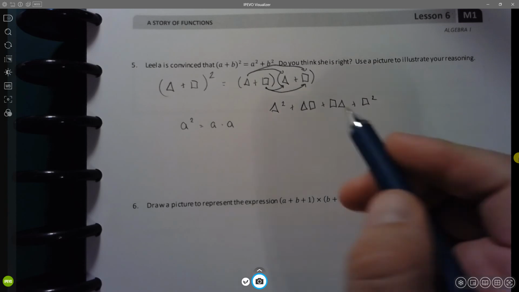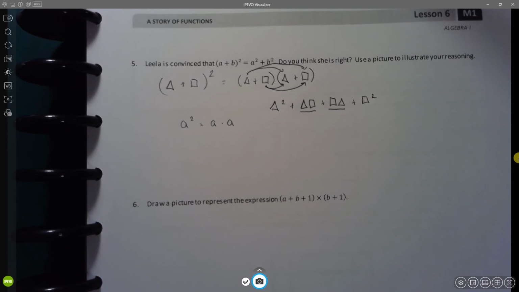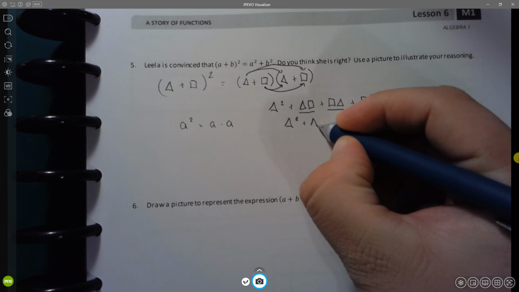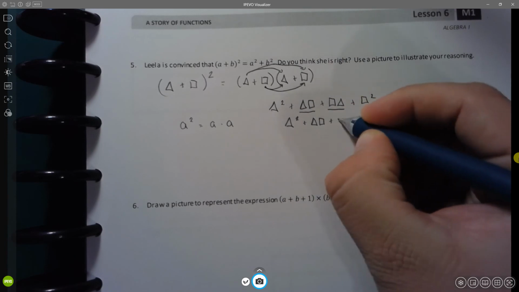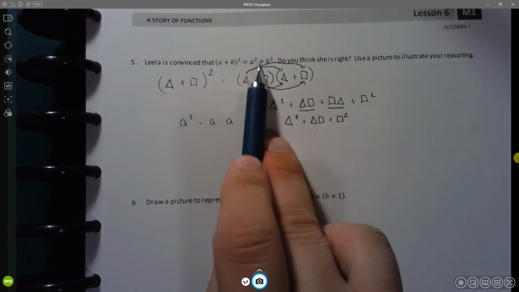Okay, so can we say that a triangle times square and a square times triangle are the same thing? Yes, we can. We can say that because according to the commutative property of multiplication, the order of the factors does not change the product. So this and this are identical to each other. So we can simplify: triangle squared plus triangle times square plus square squared. So does this look like this?